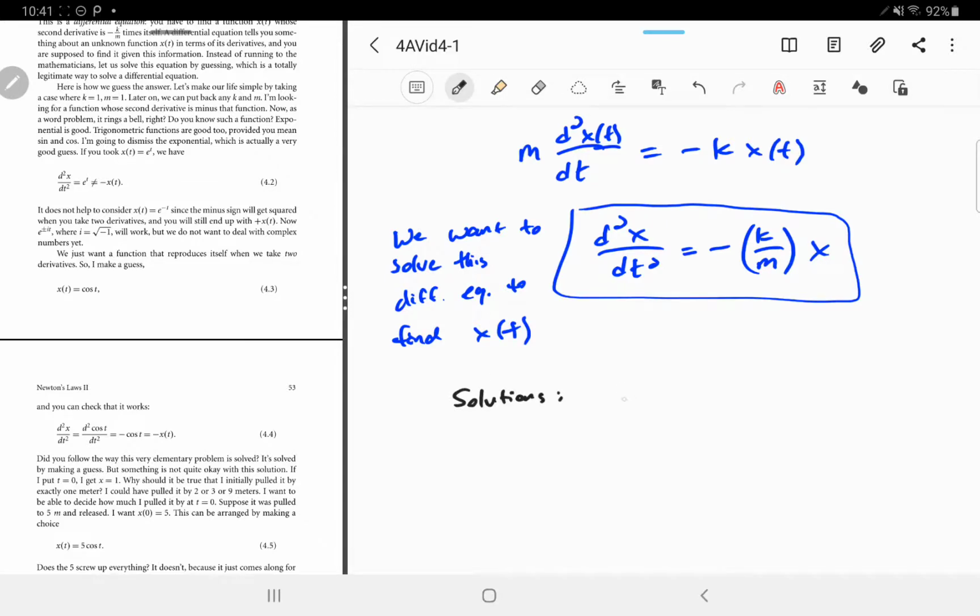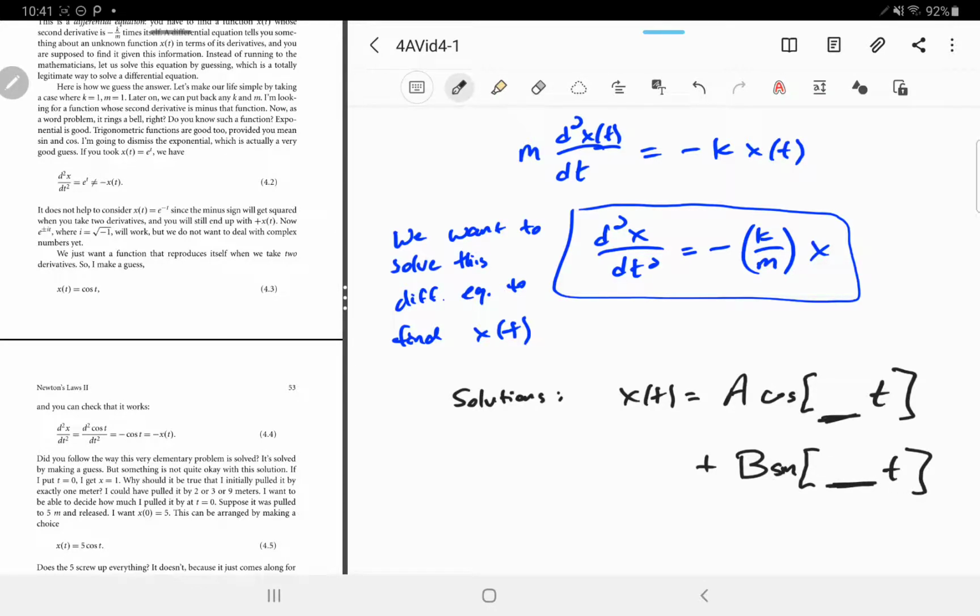solutions, x as a function of time, you could have cosines or sines. So maybe a constant times cosine. The constant, we'll just call A for now. I'm going to leave a constant in here blank for now. You could also have sines.